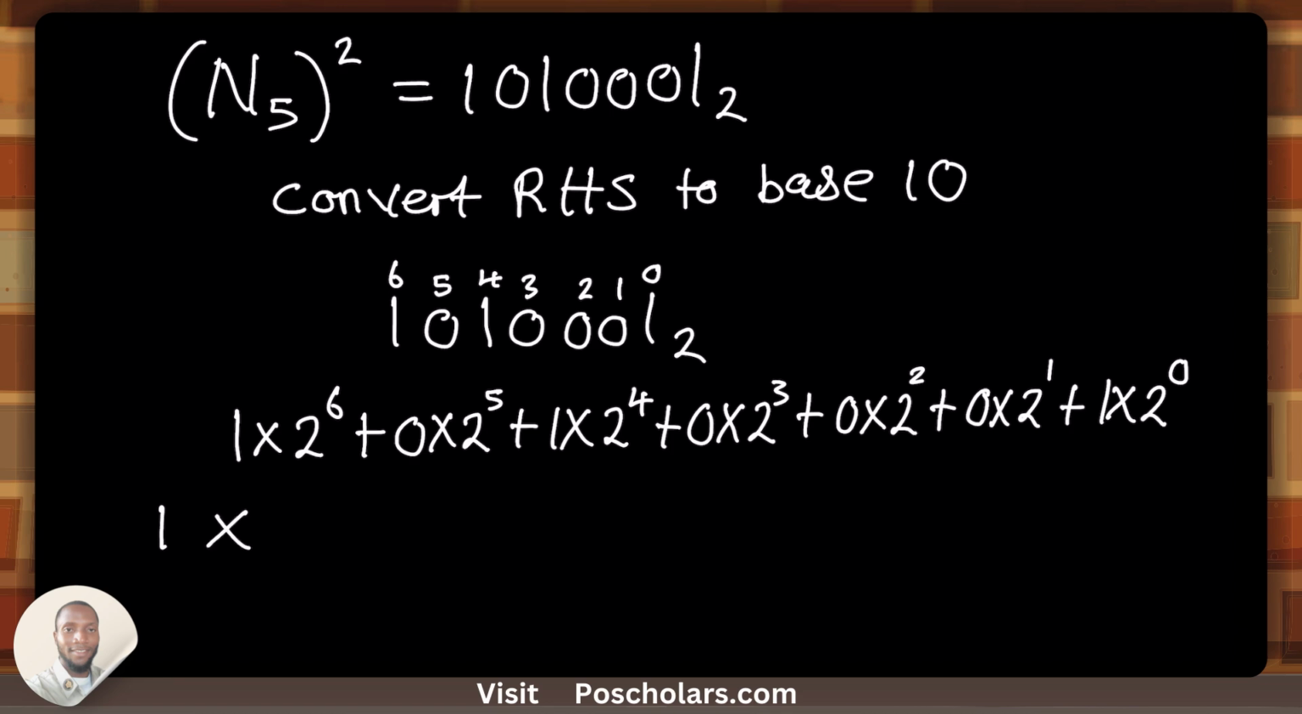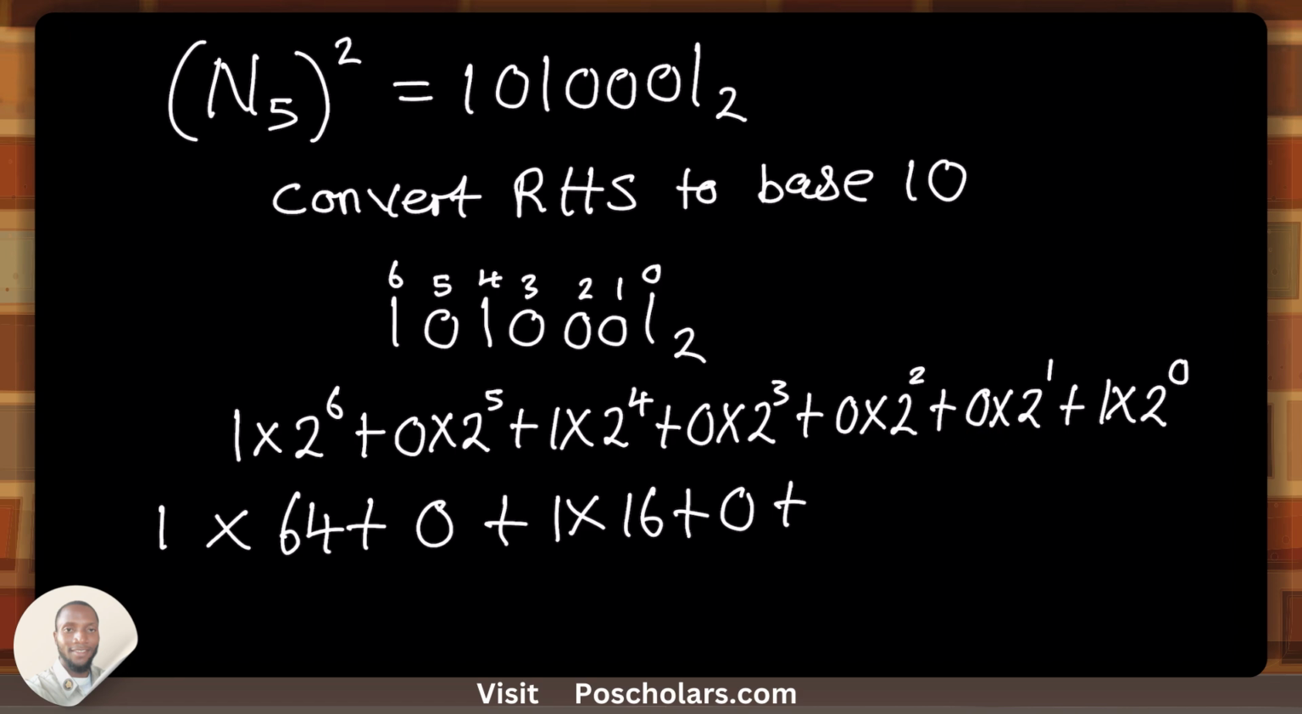By simplification, we say 1 times 2 raised to power of 6. That means 2 times 2 times 2 in 6 places. That gives you 64. Then plus 0, because 0 multiplied by anything gives 0, so we don't have an issue. 0 plus 1 times 2 raised to power 4, which gives you 16. So write 16 plus 0 times anything gives you 0, plus 0 times anything again gives you 0.